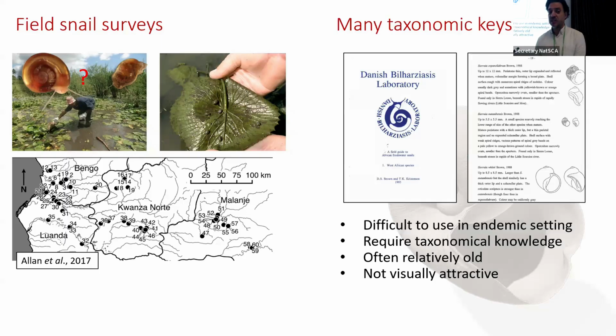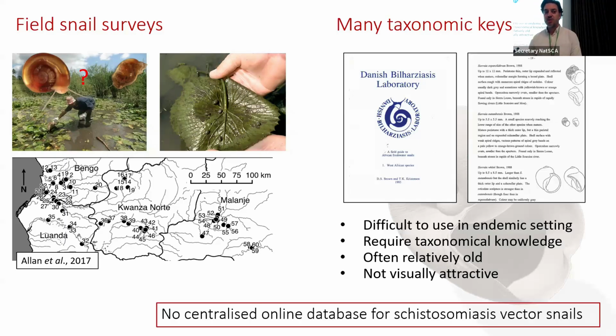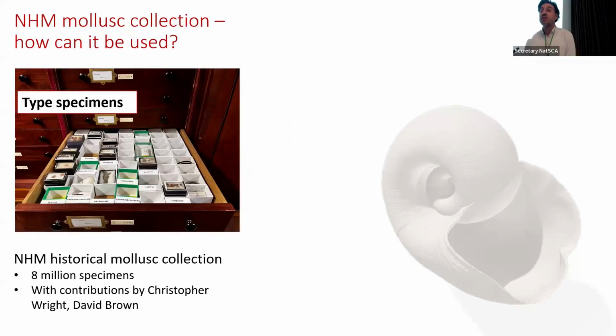There are many taxonomic keys, obviously, but they are often very scientific. They're very old. They're not very visually attractive. And you can imagine this in 40 degrees heat, by someone who is not a biologist. It's not a very easy task to do. And up to date, there is no centralized online database for Schistosomiasis vector snails, or the snails that transmit schistosomes. So we were thinking how to use the collection at the Natural History Museum to help those efforts in field surveys, to help the efforts of taxonomy training.